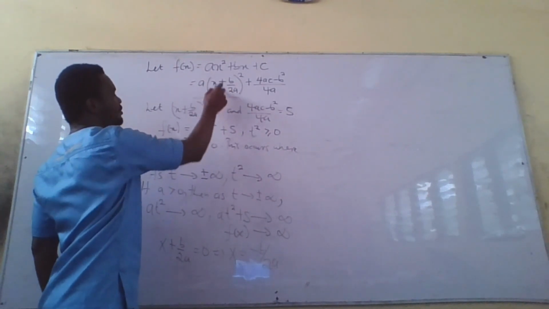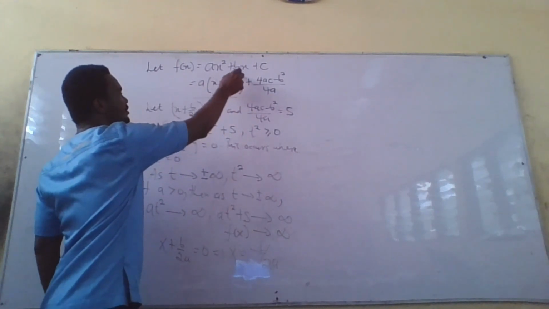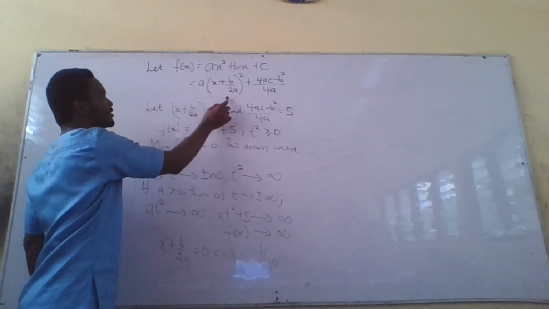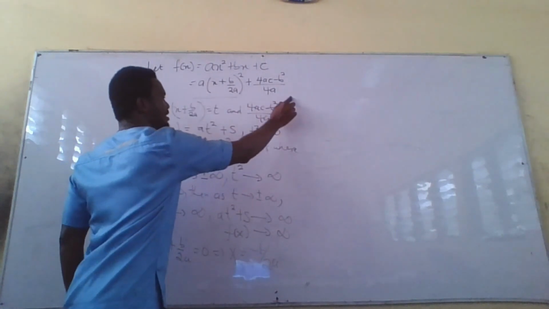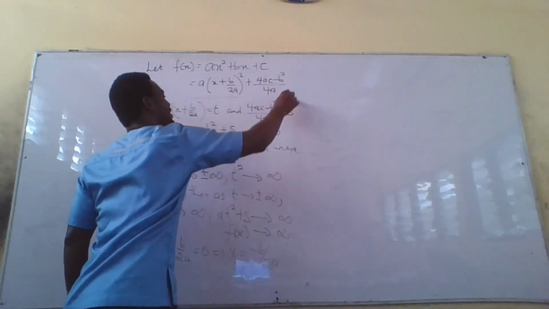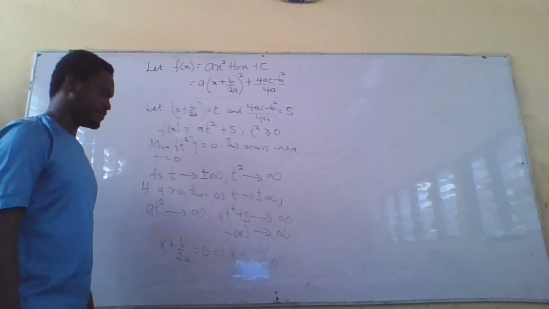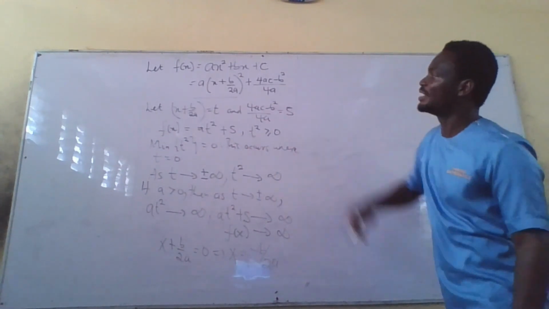So we have minus b over 2a plus b over 2a giving us 0. Then we square 0 to have 0. So all this is 0. And we multiply a by 0. Then all of this is 0. And so we are left with this. And so this expression is the minimum value of the function.